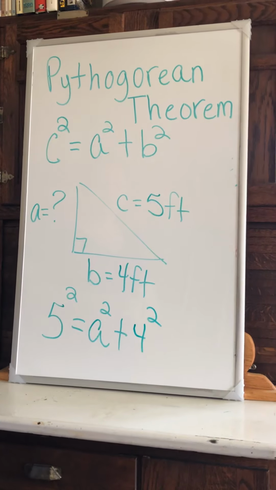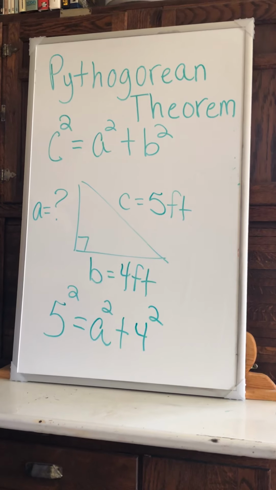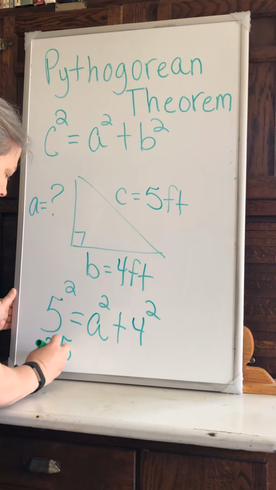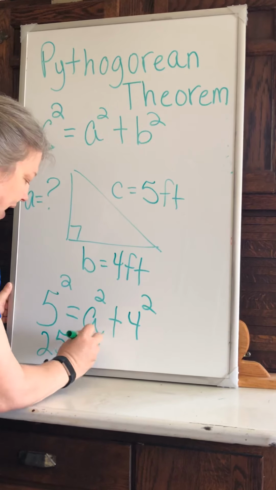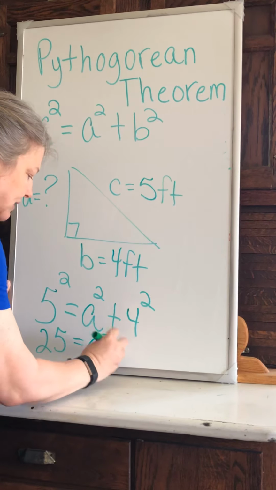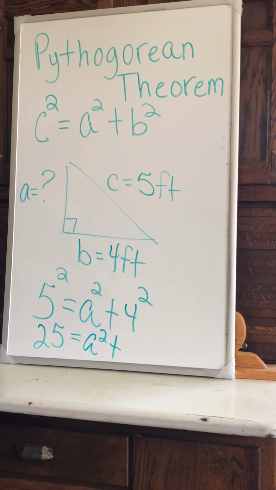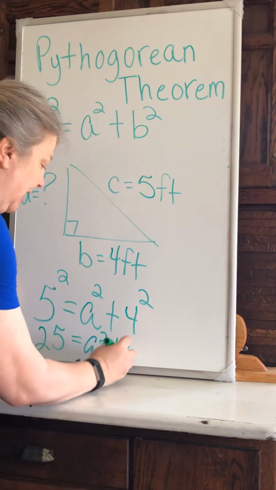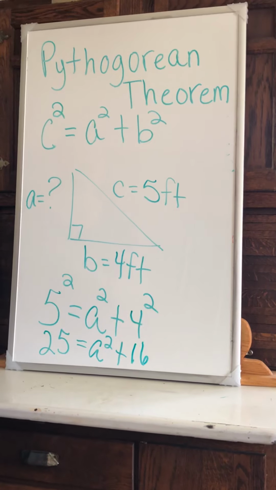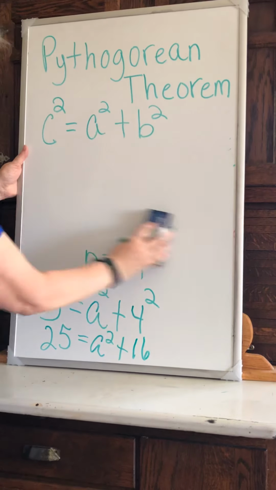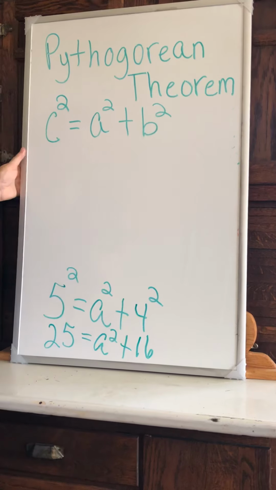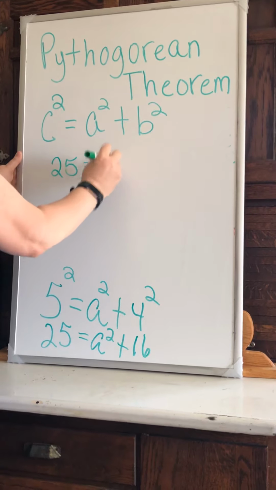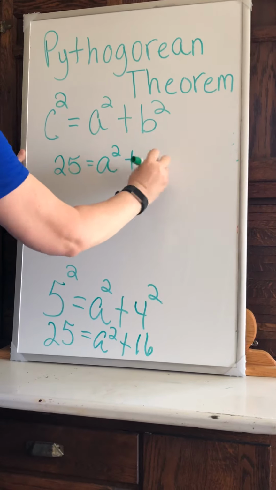All right, what is 5 squared? 5 times 5 is 25 equals, still don't know what A squared is, plus what's 4 squared? Well, 4 times 4 is 16. Now I'm going to bring this up here, erase this part. Remember, we're dealing with feet here. So 25 equals A squared plus 16.